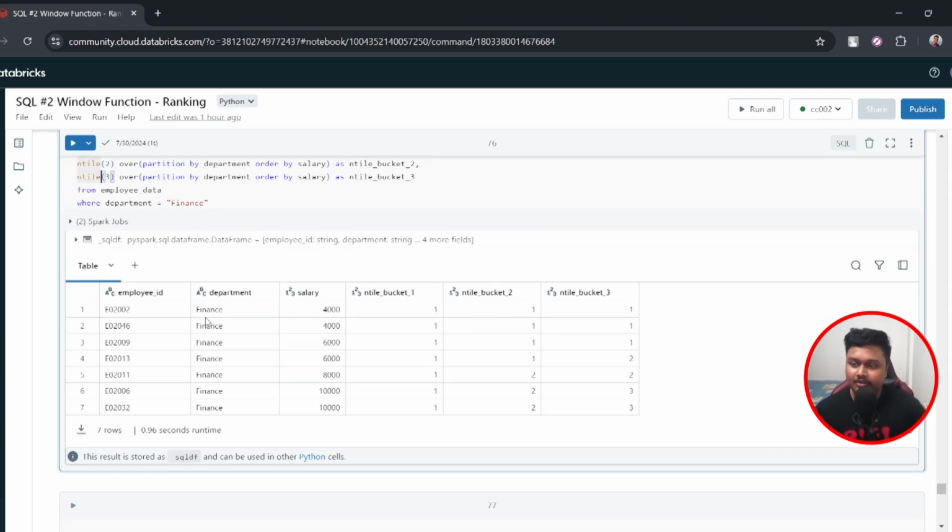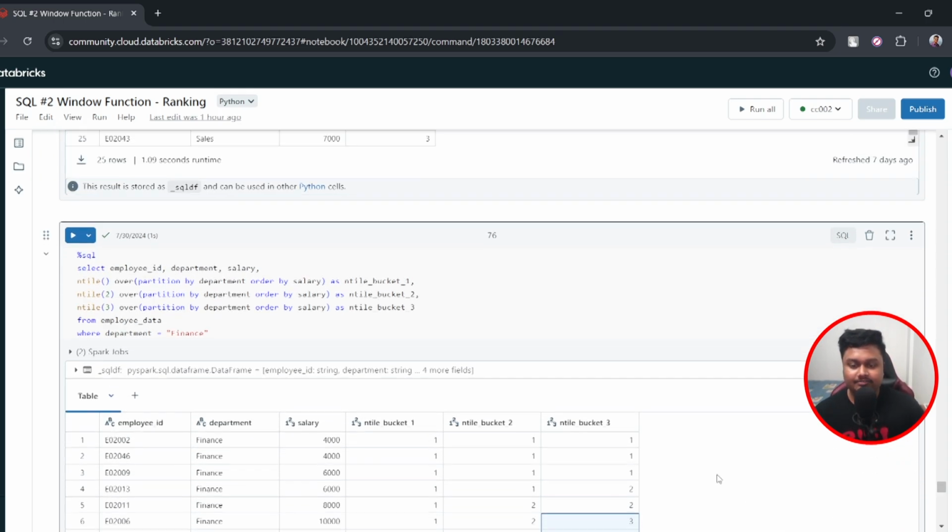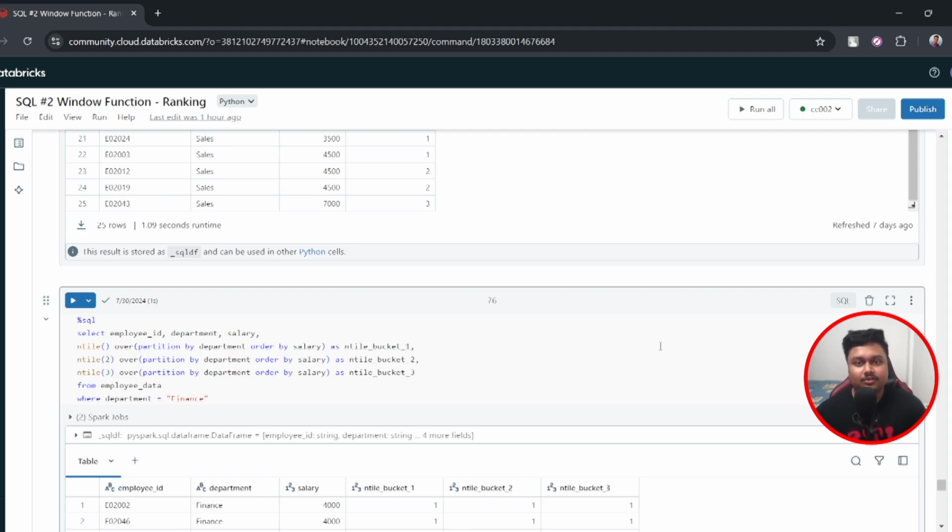Let's check out the data. So as you can see, all the records have fallen into bucket number 1 for this column, that is Ntile bucket 1. Then these data have been divided into 2 buckets for Ntile bucket 2. 4 records went to bucket number 1, 3 records went to bucket number 2. And similar thing happened with the Ntile bucket 3 as well. 3 records went to bucket number 1, 2 records went to bucket number 2, and final 2 records went to bucket number 3. So this is the working of Ntile. It is very easy, right? So let's check out some questions now.